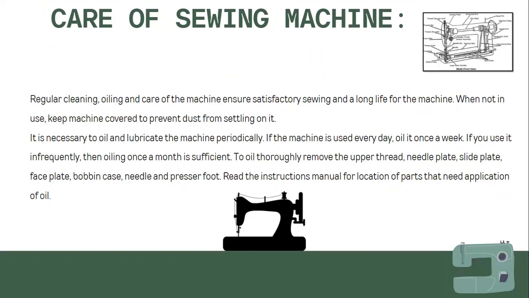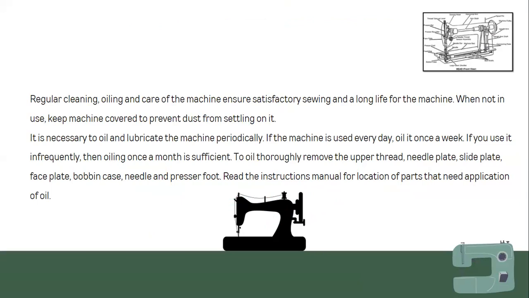Oiling or lubricating the machine is very important, because all these parts are metallic in nature, so it can become very stiff if you don't oil it frequently. At least once a week you should be oiling it, because you can remove the different parts of it, and inside also you need to oil, because as far as machinery is concerned, all these parts need to be greased, otherwise it will be very stiff. You can use the instruction manual for the location of parts that need application of oil. That is the most important part of the cleaning.